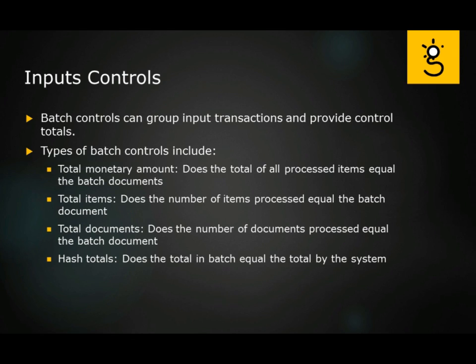Or it could be total documents, which is the same thing, only instead of items, it's looking at numbers of documents. And then we have hash totals, where they're going to look at the totals in the batch and make sure that they equal those totals in the system.